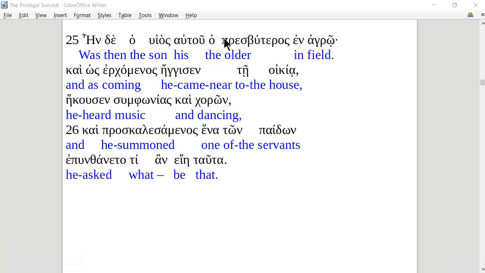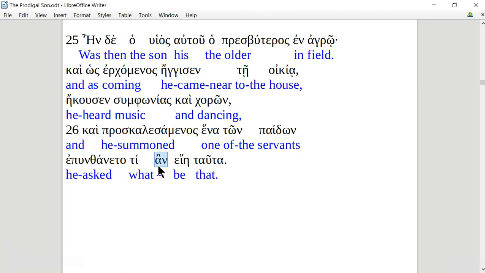Een de ho huios autou ho presbyteros en agro. Was then the son his the older in the field, out in the fields. And as coming, he came near to the house, and when he returned, we'd say, and got near to the house, he heard music and dancing, and proskalesamenos, and summoning. So we'd have to say, he summoned one of the servants, he asked what this could be, what this might be.